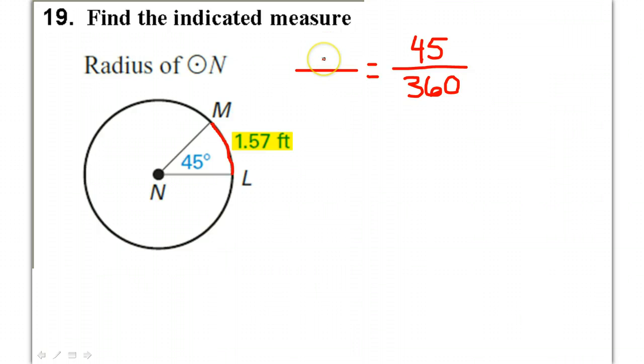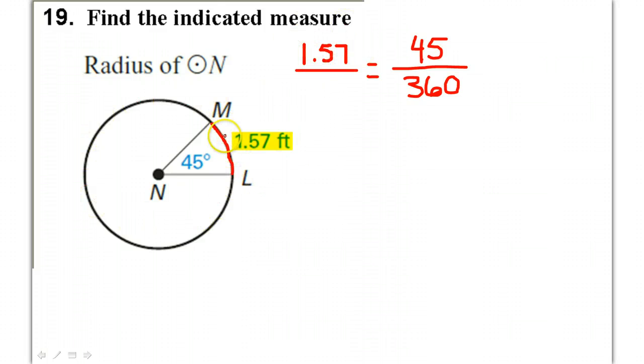Am I going to put x in the top on this problem? Do I know what this partial length is? Do I know what the arc length is? Sure I do. The arc length, ML, is 1.57 feet. So that's going to go in the top of this fraction, 1.57. So I'm doing part over whole. Is 1.57 the whole thing? No, it's the part, so it goes in the top.